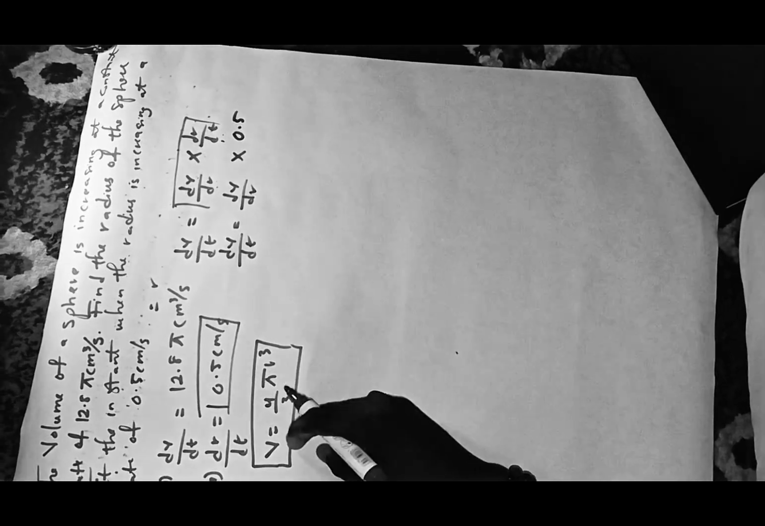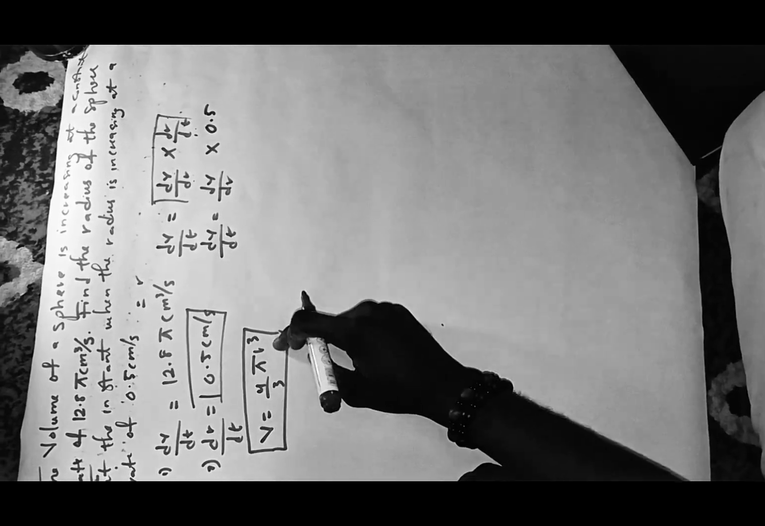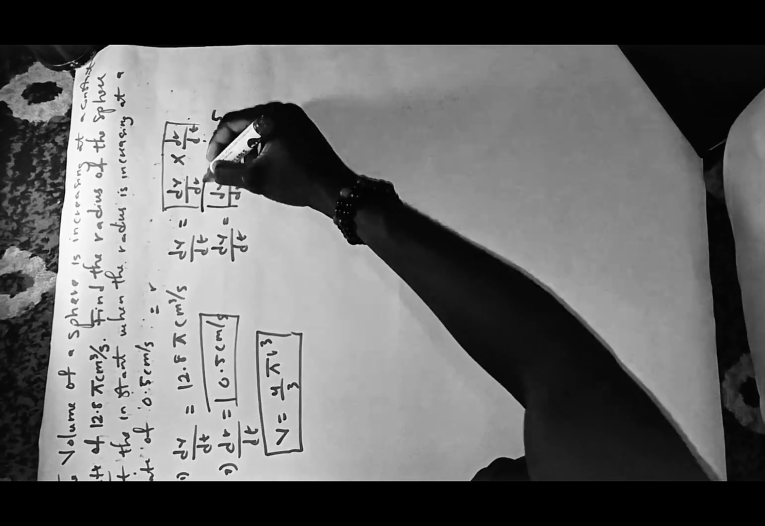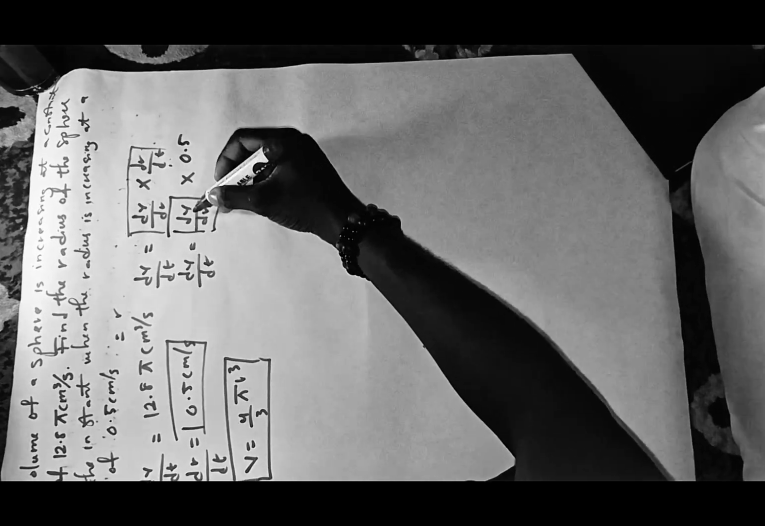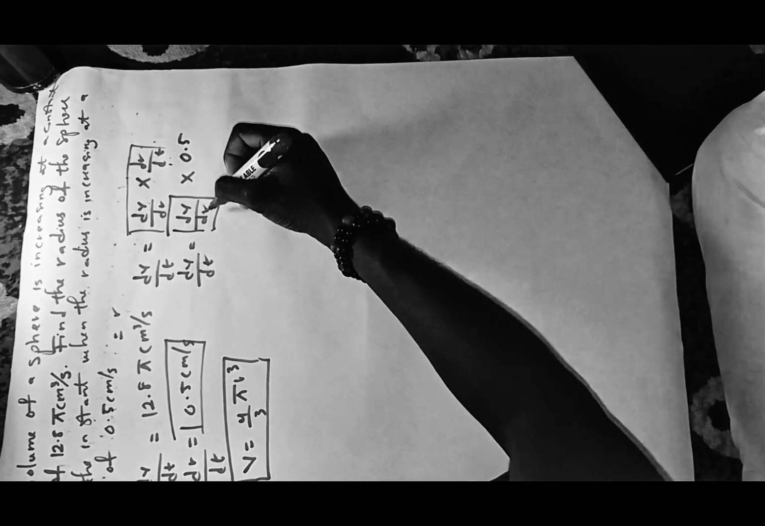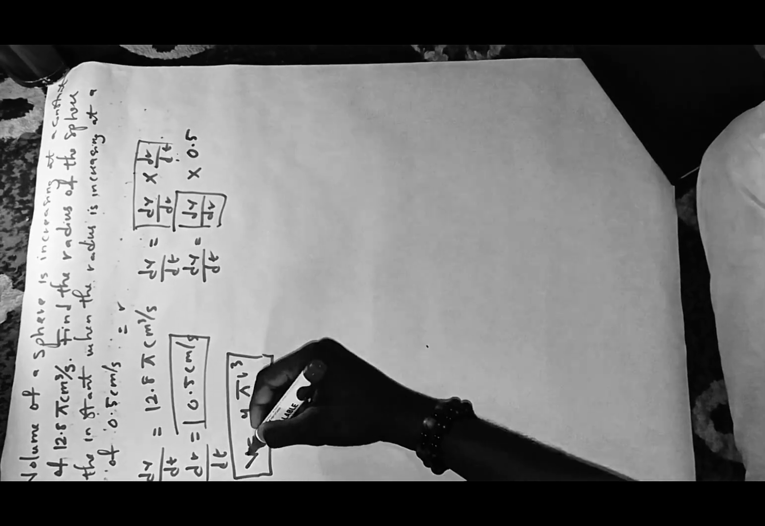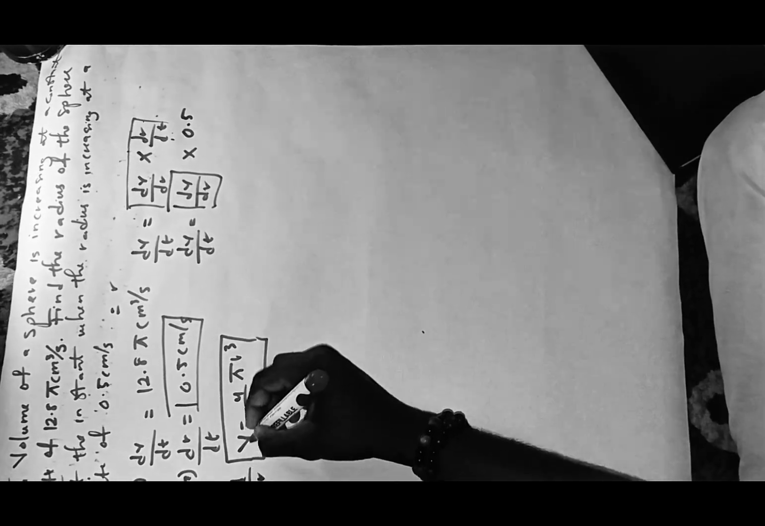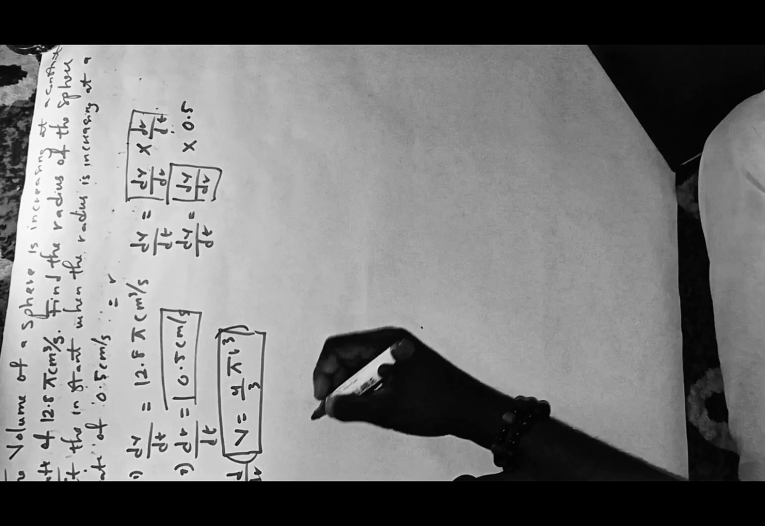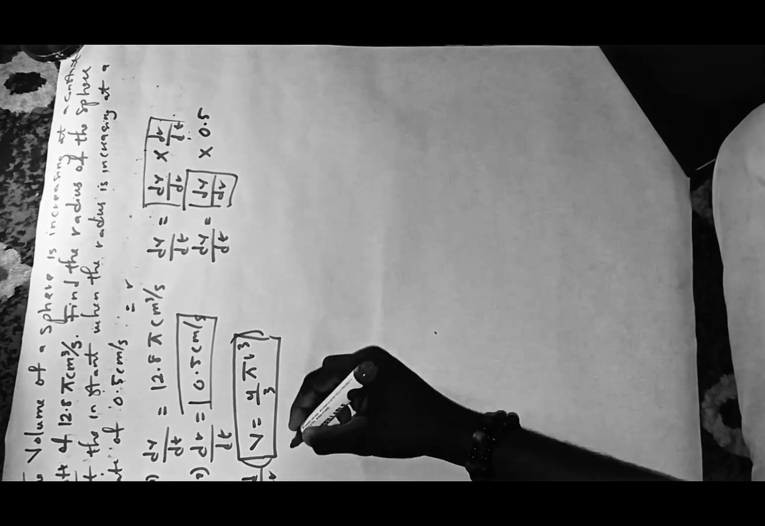Very simple. Since you know that this is the volume of the sphere, we just differentiate this with respect to r. That's basically what this is asking us to do. dv by dr, that's finding the change in volume with respect to change in radius. So we differentiate this with respect to r.